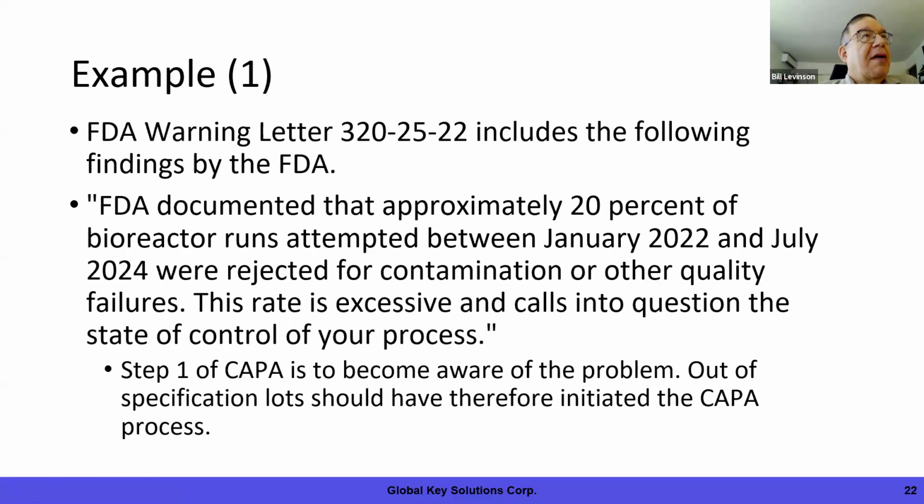Example, I found an FDA warning letter that says the following: they had bioreactor runs rejected for contamination, calls into question the state of control of your process. Now, step one of CAPA is to become aware of the problem. So the first out of specification lot should have attracted attention and initiated the CAPA process.